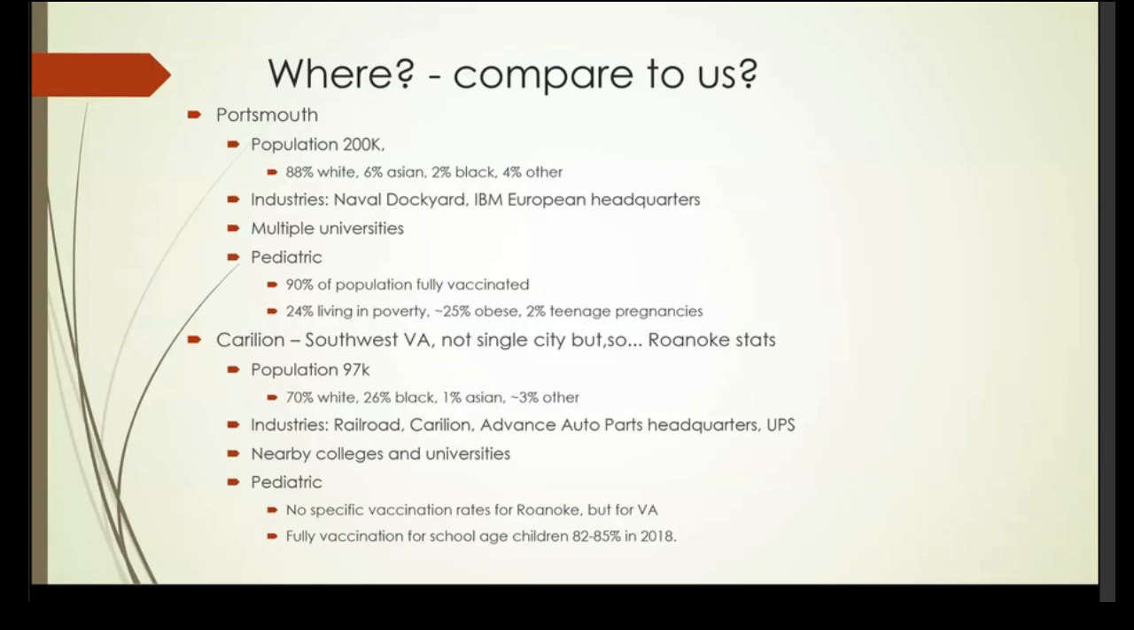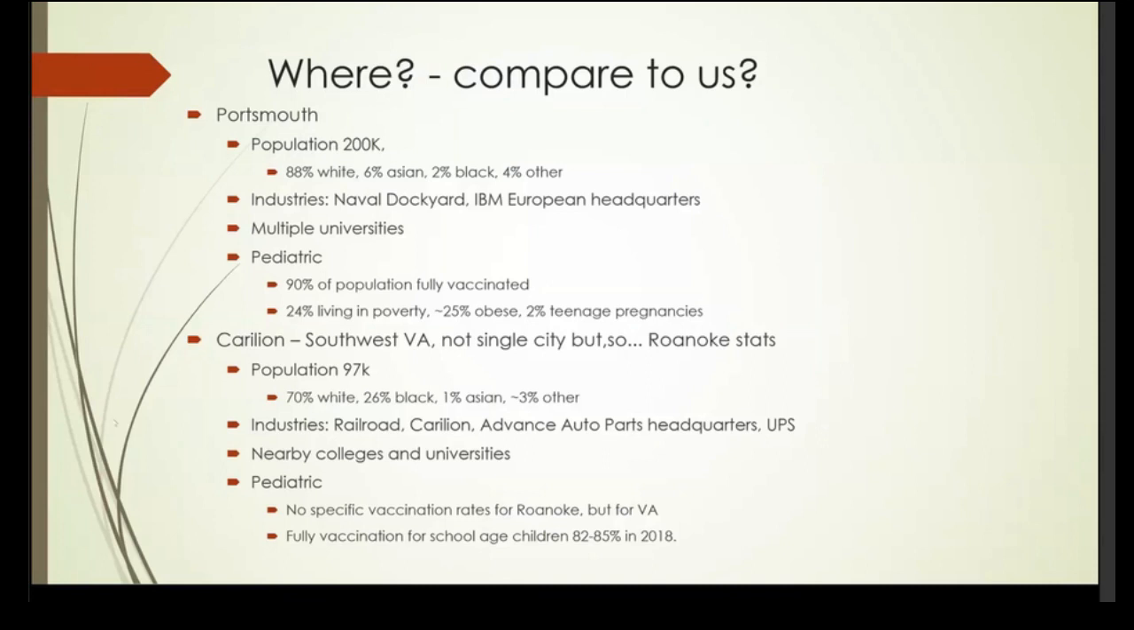So the ones I've listed here are mostly for just Roanoke, and our population is around 100,000 people, 70% white descent, 26% Black, 1% Asian. The main industries here are, as you're all aware, Carilion, railroad, and then Advanced Auto Parts headquarters is located here, which was kind of a surprise to me. But then we have nearby colleges and universities.